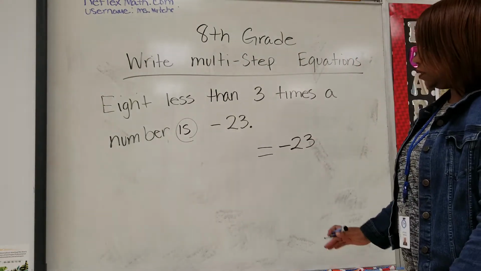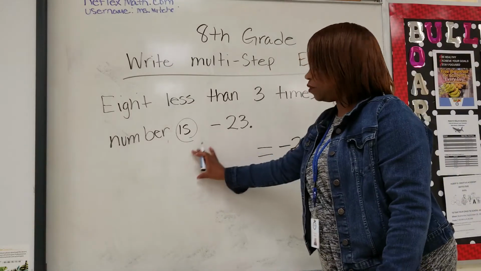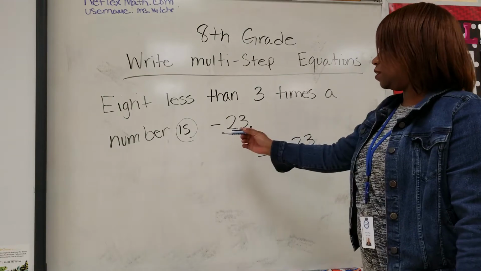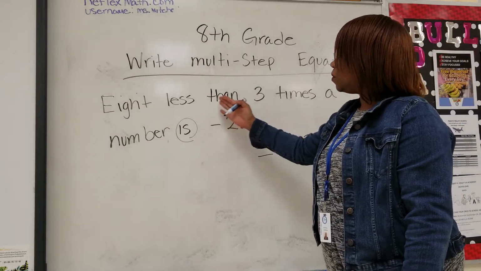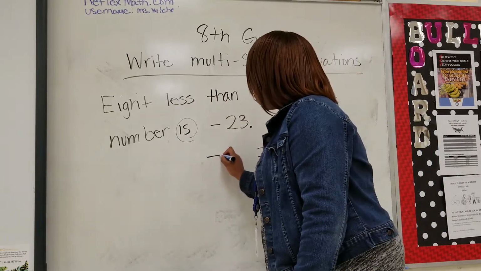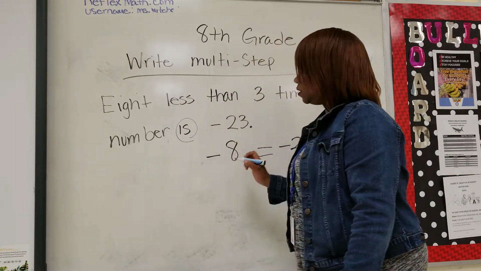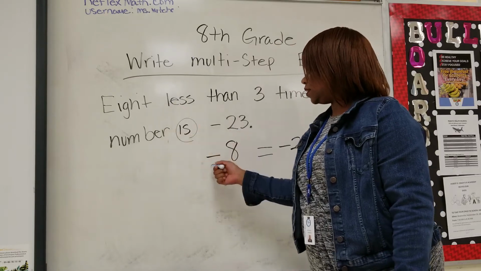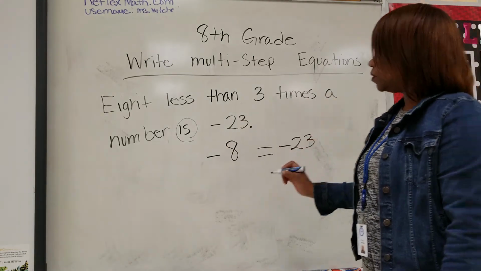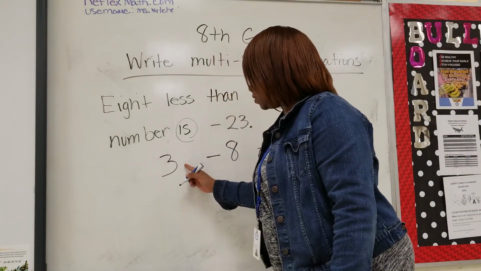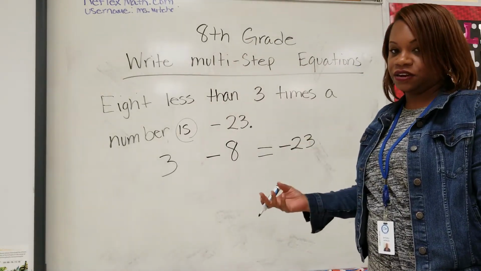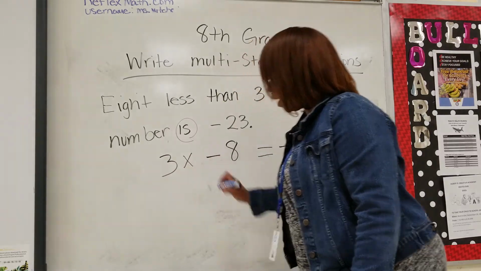The next thing that we need to look for is what's going on this side. So we have 8 less than 3 times a number. So here, 8 less than. So we'll write our negative 8 because it says 8 less than. And then here, 3 times a number. It didn't tell us what number, so therefore we represent it as the unknown, which is x.